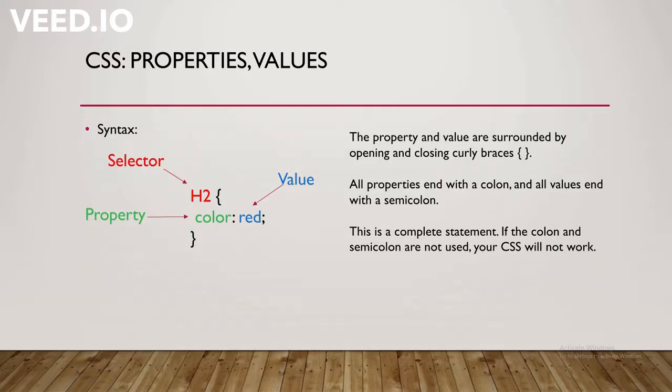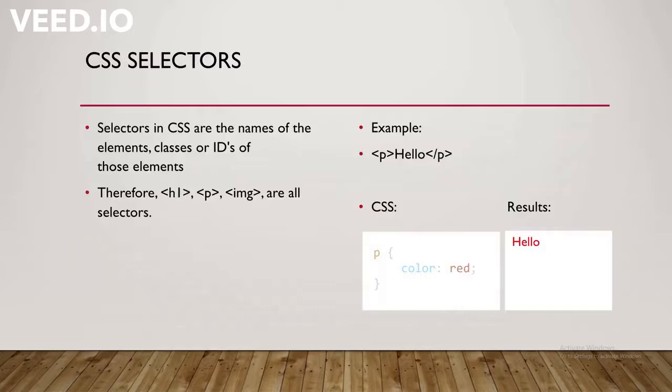Okay, so selectors, we just talked about that. A selector here is going to be the element itself, but it's also going to be classes or IDs, and you can use source as well if you have a specific thing that you want to select. Just real quick, we have an example here of hello in a paragraph, and the CSS for that would be just to select P and color it red, and the result is here on the right.